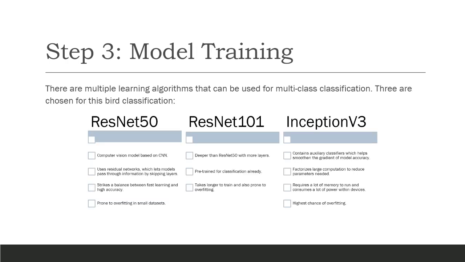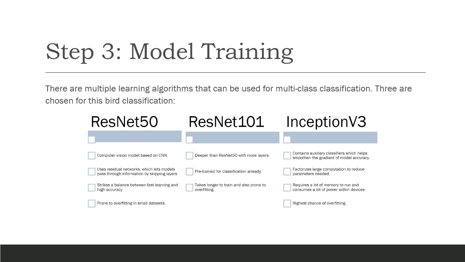Now it is time to train the models. There are multiple learning algorithms that can be used for this multi-class classification, and 3 are chosen for this project. The first one is ResNet 50, which is a computer vision model based on CNN. It uses residual networks, which lets the model pass through information by skipping layers. There are 50 layers, hence why it's called ResNet 50. It strikes a balance between fast learning and high accuracy. However, it is prone to overfitting in small datasets.